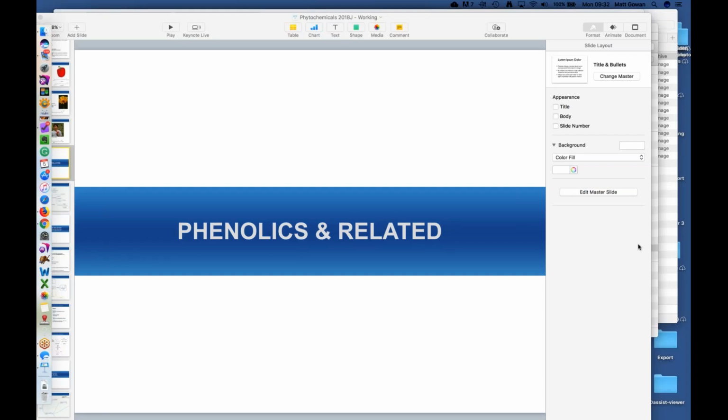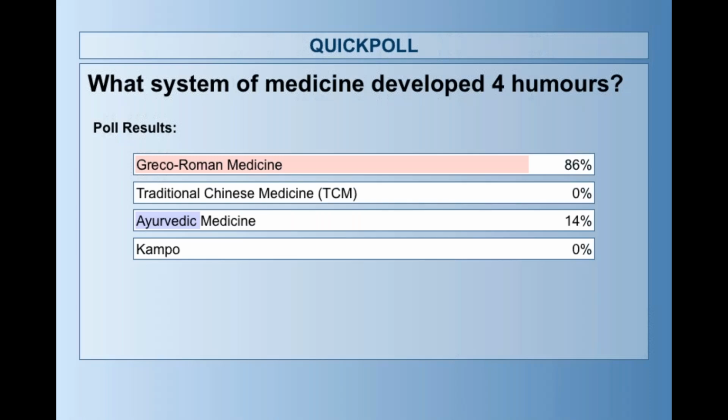Close poll. Share results. So, what system of medicine develops the four humors? And the answer is Greco-Roman medicine.